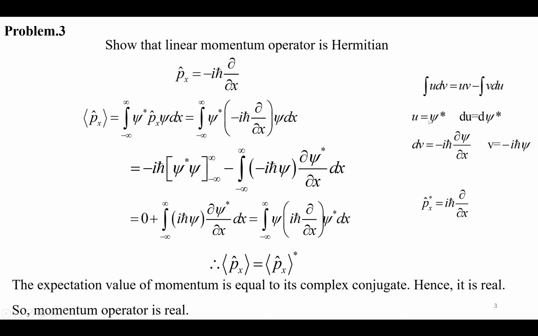So now we can find the values of u and v. We know already integral u dv equals uv minus integral v du. You substitute the expressions for u and v. We have u equals psi star, v equals minus i h cross psi. So we will get minus i h cross psi star psi with the limits minus infinity to plus infinity, and then the second term, which is nothing but minus integral v du. v equals minus i h cross psi, and your du equals d psi star by dx.